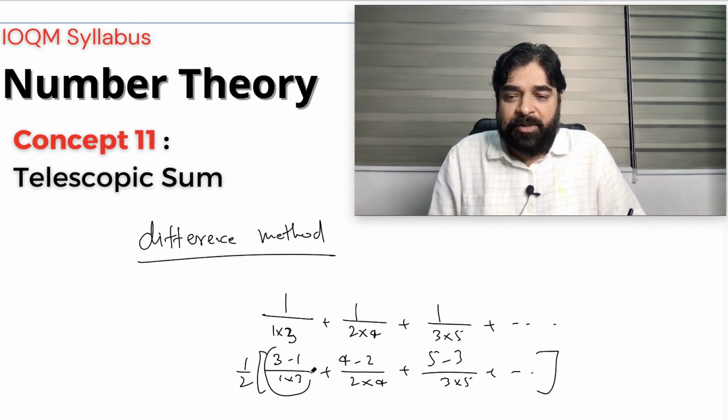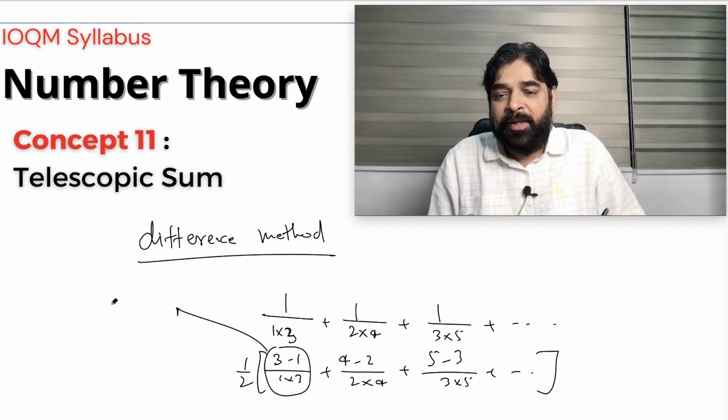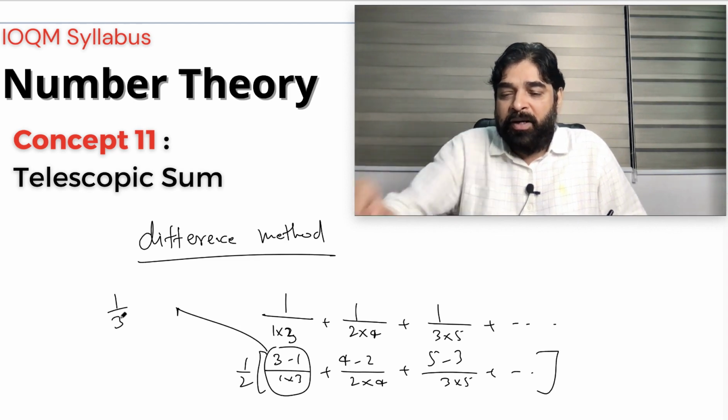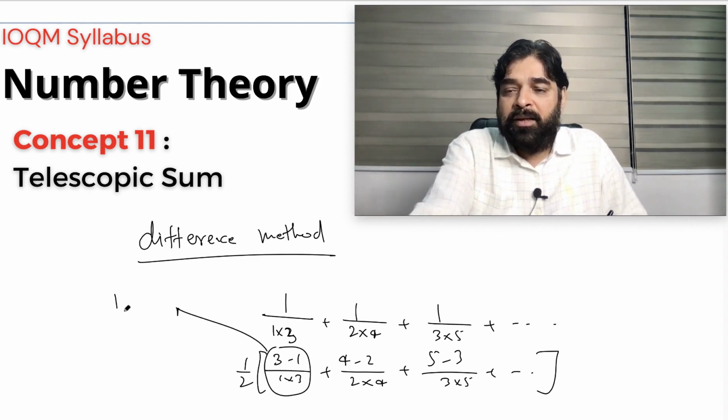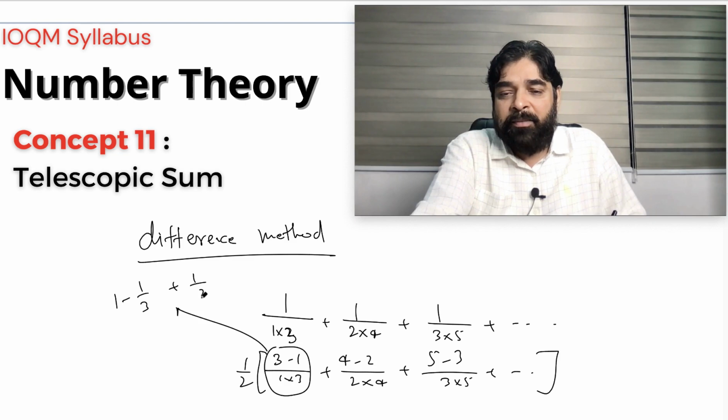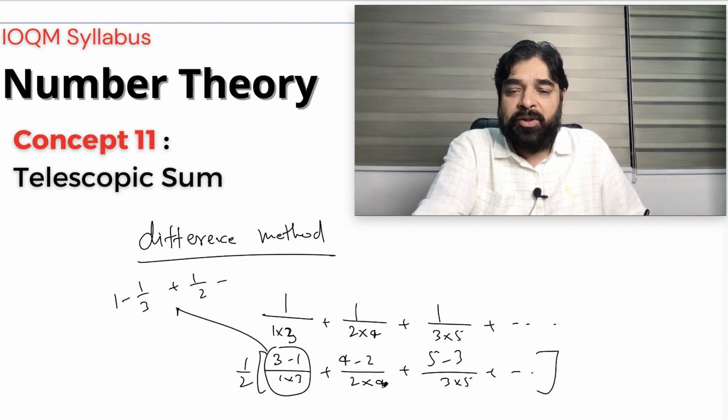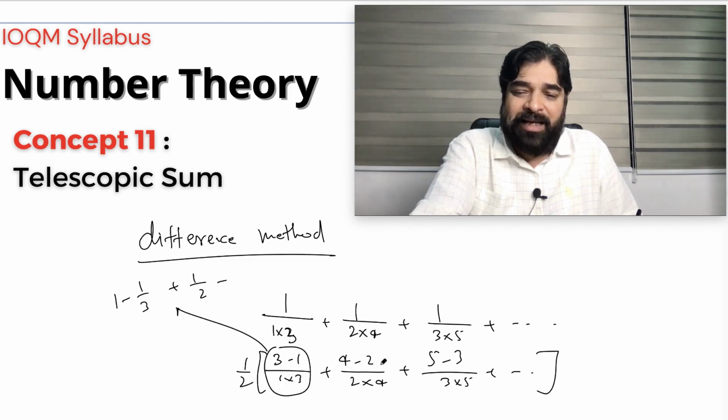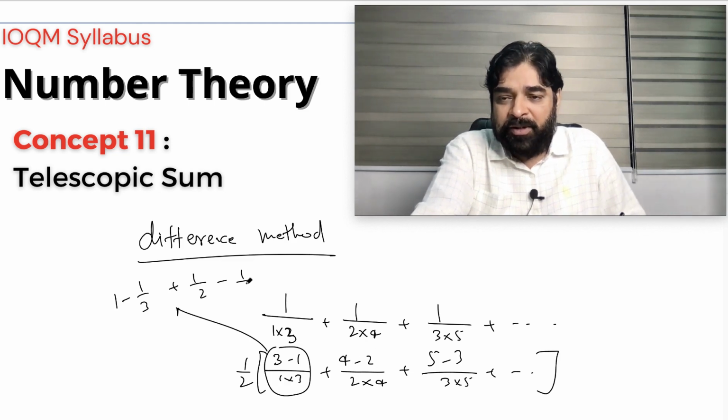See this term will become 1 minus 1 by 3. And this will become what? If you divide it, 4 will get cancelled. Plus 1 by 2 minus 2 by 4. This is 4 minus 2, 1 by 4, something like that.